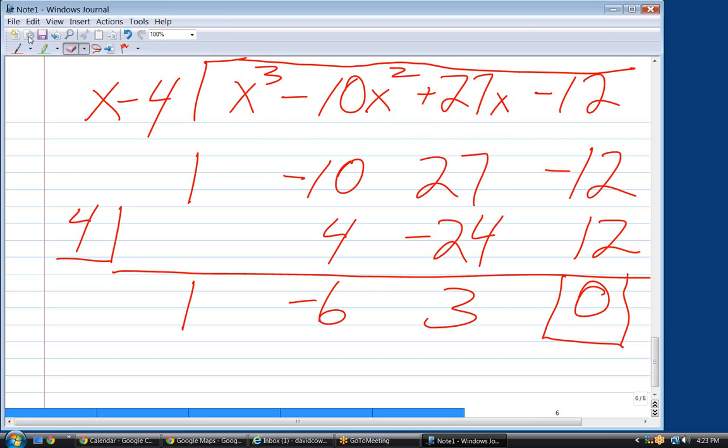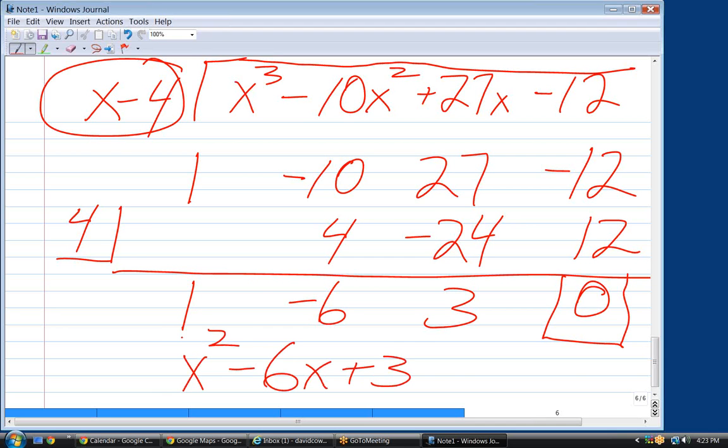Okay? What is the resultant quadratic that is produced by this division? In other words, when you divide a cubic by a first degree linear, you get a quadratic. What is it? X squared minus 6x plus 3. So that polynomial is produced by multiplying x minus 4 times that quadratic. If you multiply that times that, you'll get that.